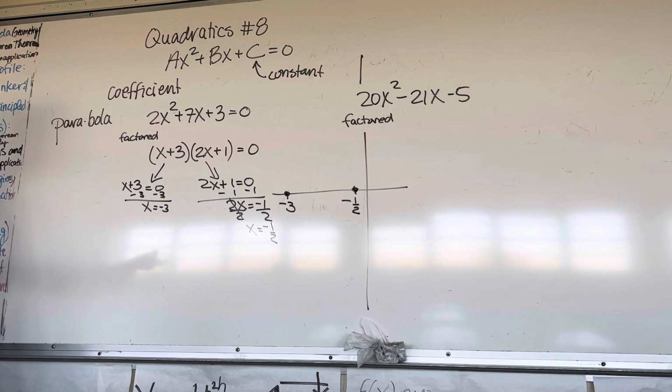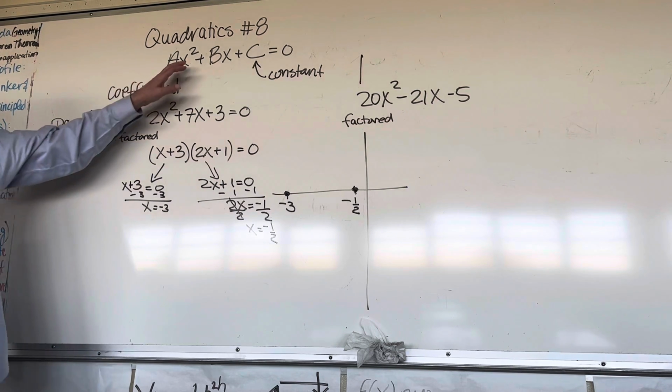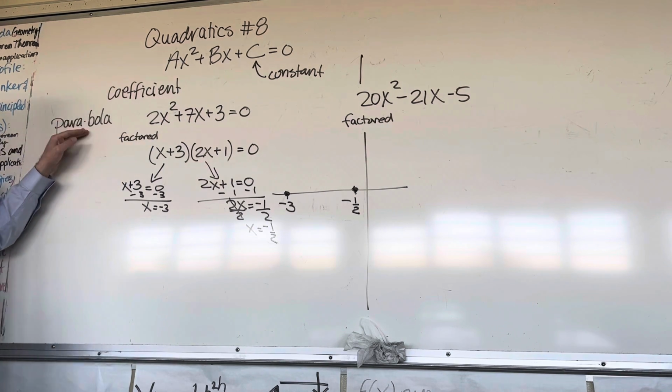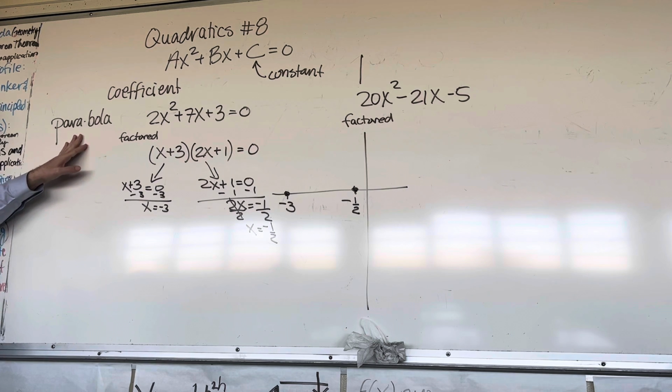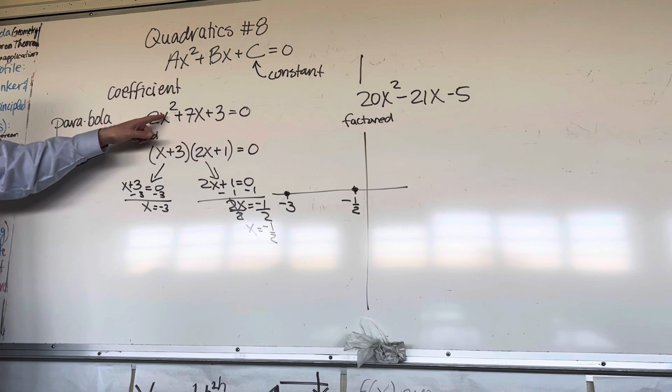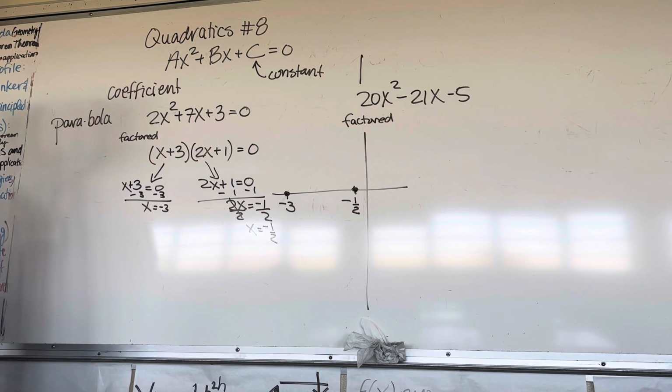What's the name of this shape? It's on the board. What's the name of the shape that we get when we graph a quadratic? So this is the name of the shape right here. Okay, everybody say parabola again. You with me? So strange name, strange shape, I guess. And this is what is produced every time we graph this quadratic. We get this type of shape.